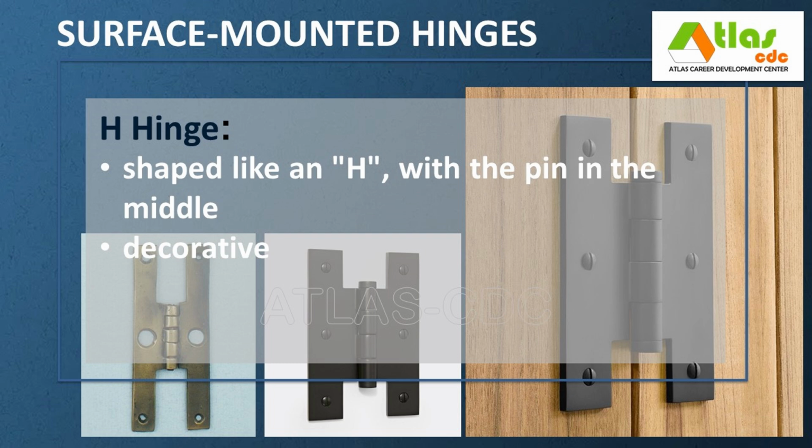An H-hinge is a type of surface-mounted hinge shaped like the letter H, commonly used for flush-mounted doors, shutters, and cabinets. Both leaves of the hinge are the same size and are attached flat to the surface, one on the door and one on the frame, without the need for mortising.